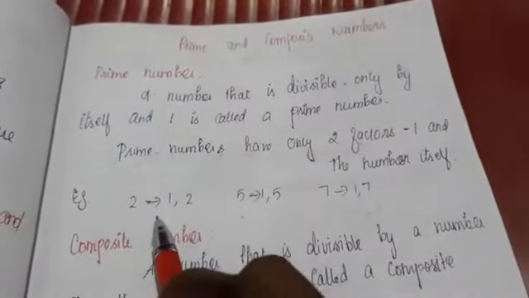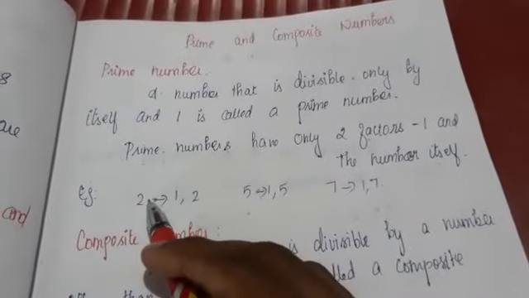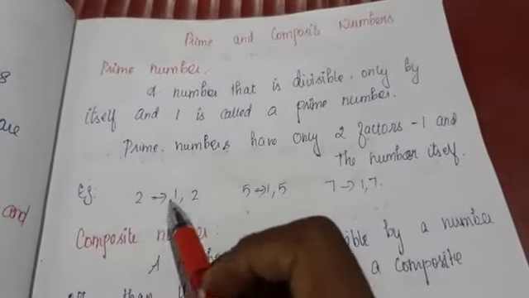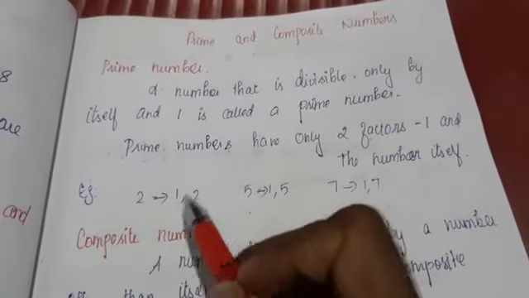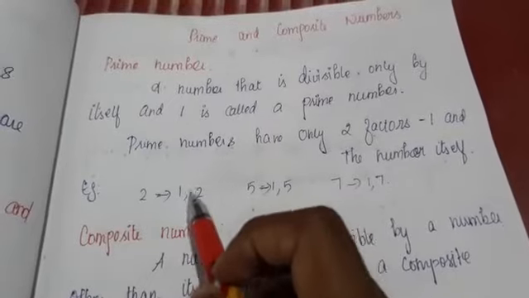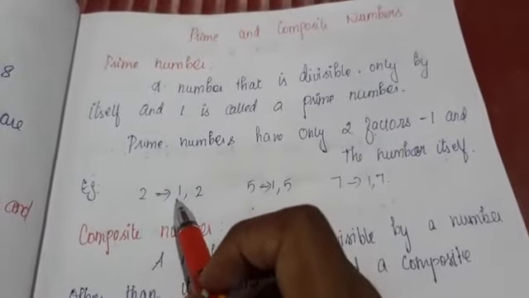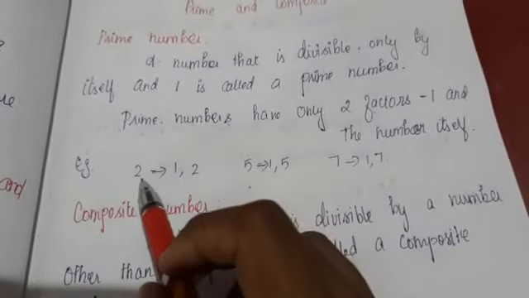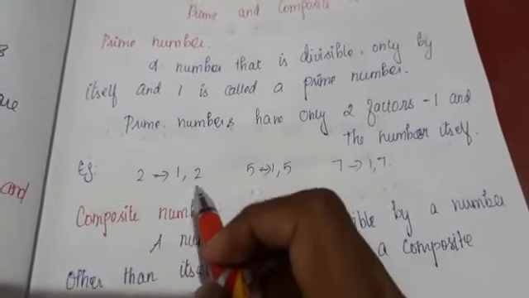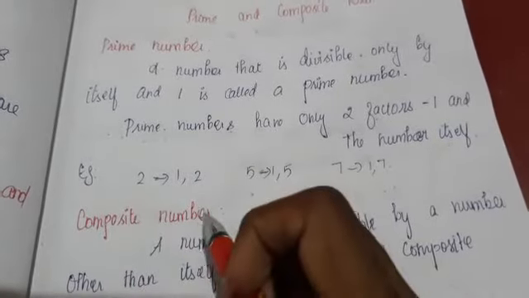Let me take one example. If you take 2, 2 will be divisible by 1 and 2. That means 2 is divisible only by itself and 1, right? So when 2 is divided by 1 and 2, it leaves 0 remainder. So 2 is a prime number.